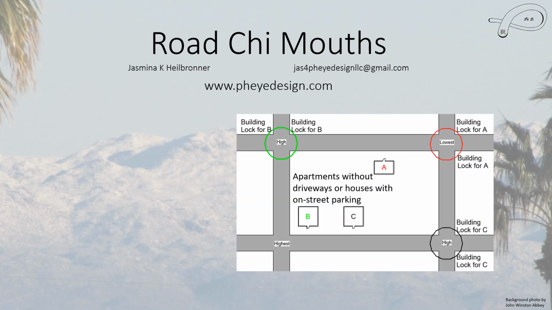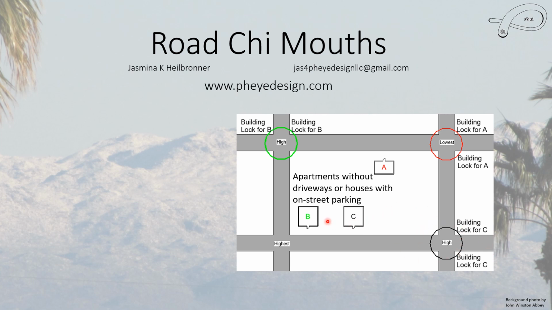So here's an example. It's pretty clear when we're talking about A. These are places that either have no driveways or have houses with on-street parking. And this is the nearest road junction that is lower. So this is the highest. These are higher than the lowest, but they're lower than the highest. So they're in between. And this is the nearest lower junction for building A. That's pretty clear. For building C, this is also quite clear.